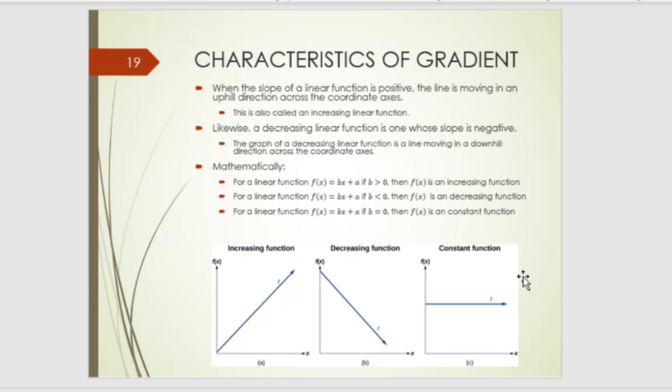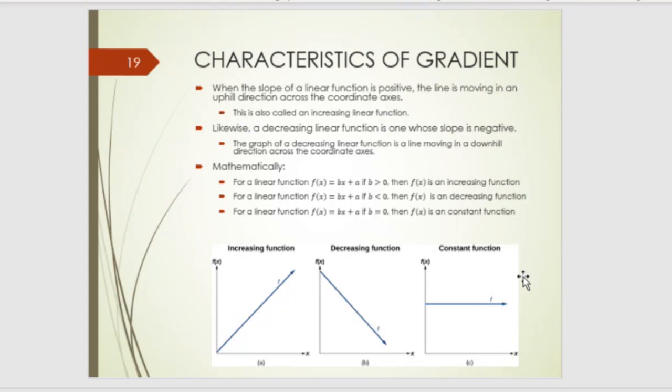So if you find that the value of the slope or gradient is negative, you should know that you are going to get a decreasing linear function. It just goes downhill across the axes. Mathematically, for a linear function f of x equals bx plus a, where b is the slope and a is where the graph cuts the y-axis, if b is greater than 0, then that function is an increasing function.